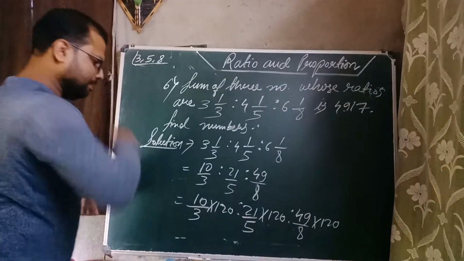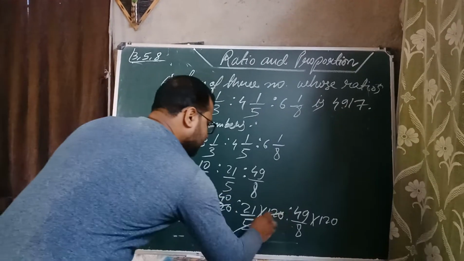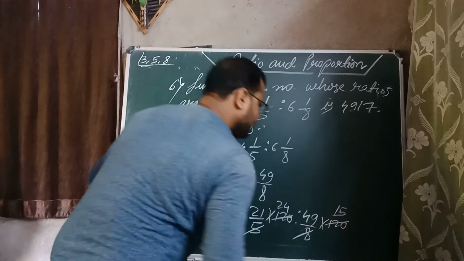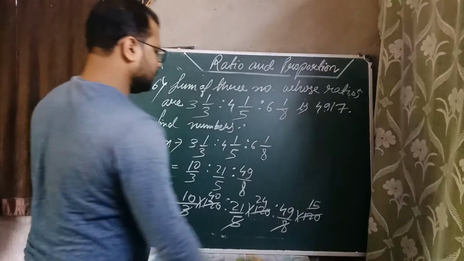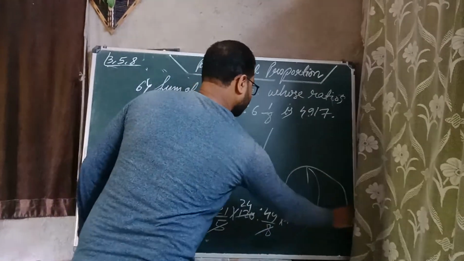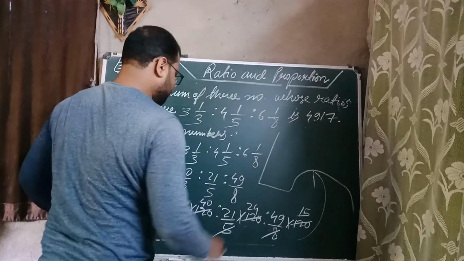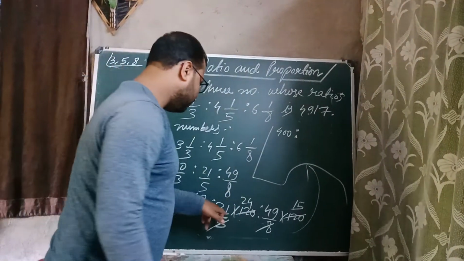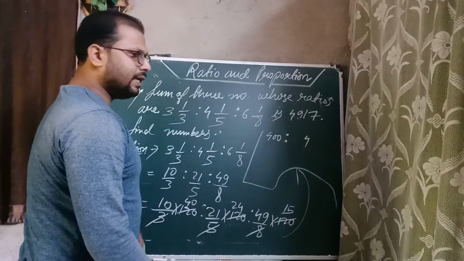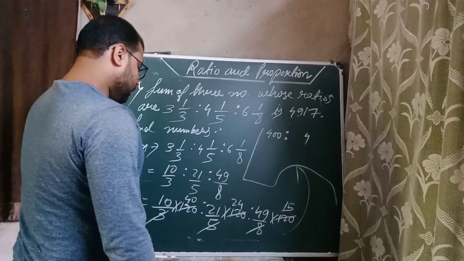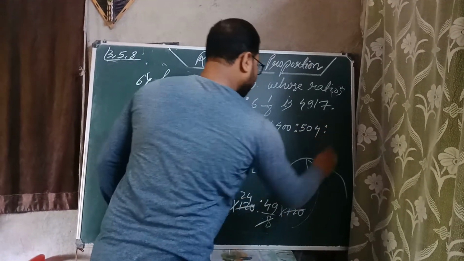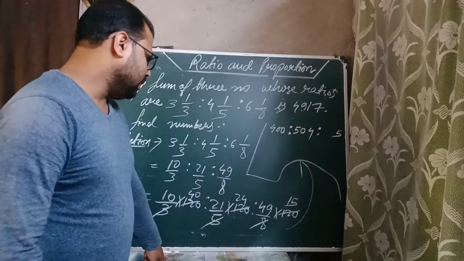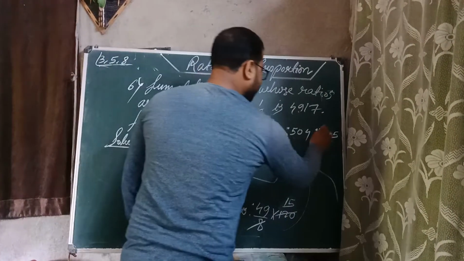Right, students? Cancel it. 3 4s are 12, so 10 into 40 is 400. 21 24s are 504, and 49 15s are 735. So we have got the ratio 400 is to 504 is to 735.